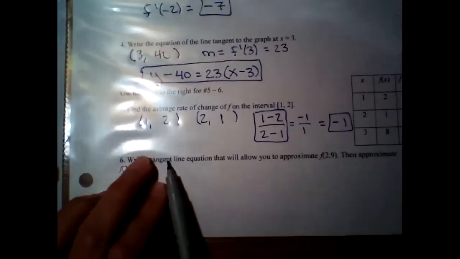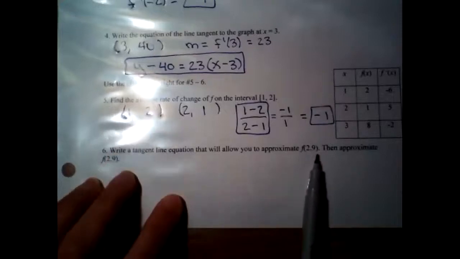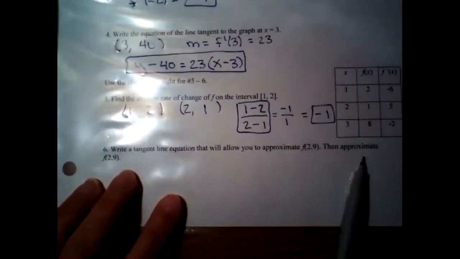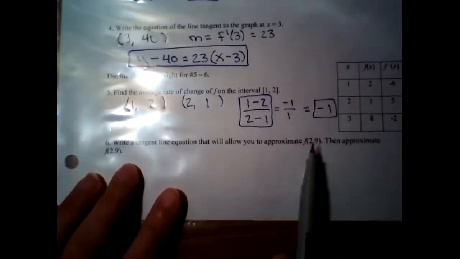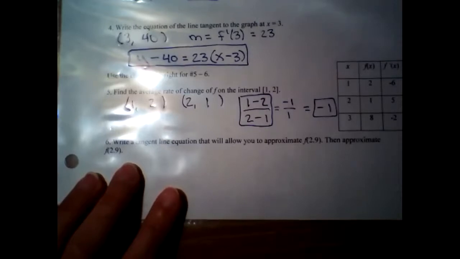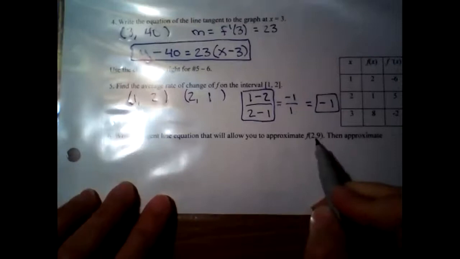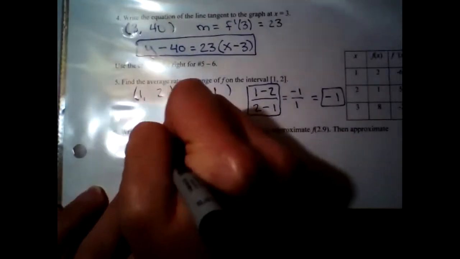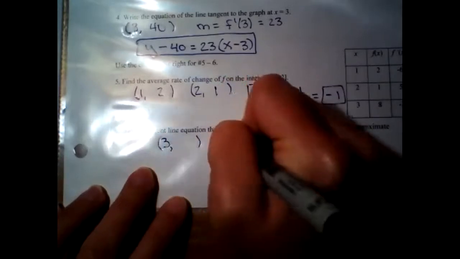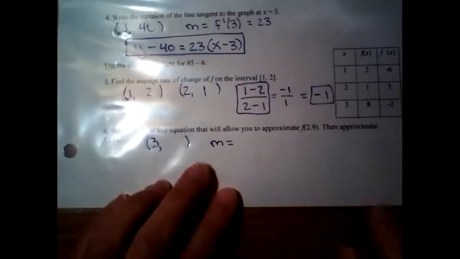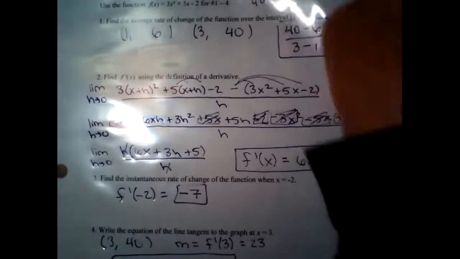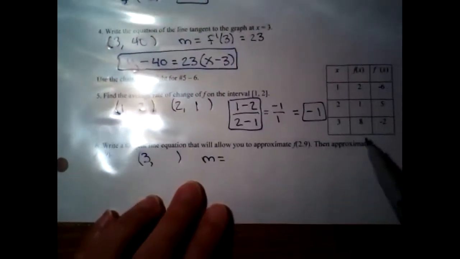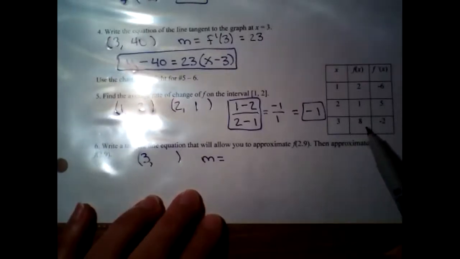Right, and then last one, write a tangent line equation that will allow you to approximate f of 2.9 and then do the approximation. So where do we want our point of tangency to be? Cool, 3, because 2.9 is really, really close to 3. So I need my point, I need my slope. And unlike this question up here where we had to do this whole derivative in order to plug in and get the slope, and we had to plug into this function and figure that out, all our values are right here. It's great. 3, 8 is the point.